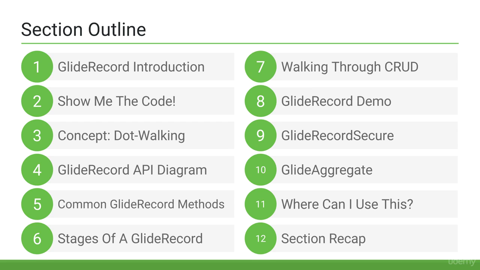After the demo, we'll discuss GlideRecord Secure and the GlideAggregate API, and finally we'll end the section by discussing when we can use these APIs, a little bit about best practices, and then go over the API documentation. Finally, at the end of this section, you'll find exercises as well as quizzes for you to try.